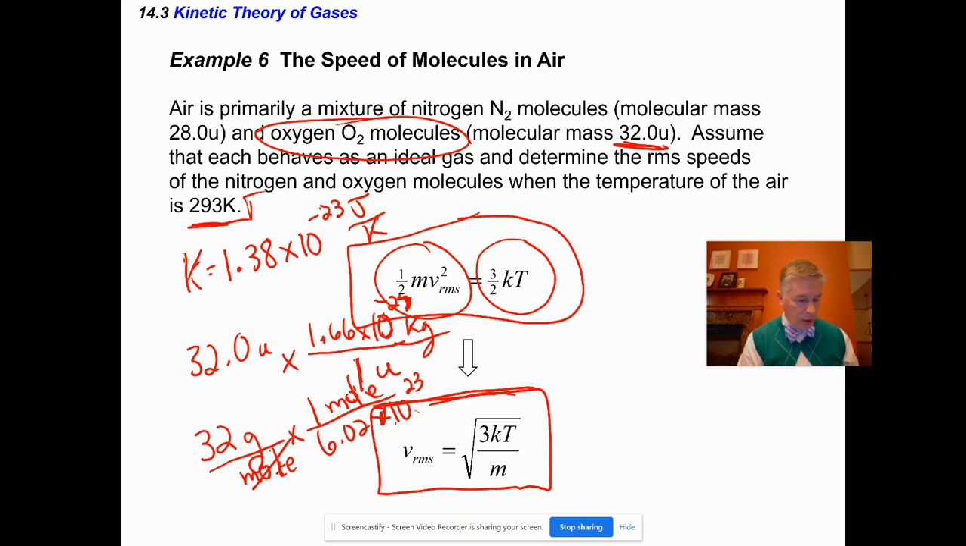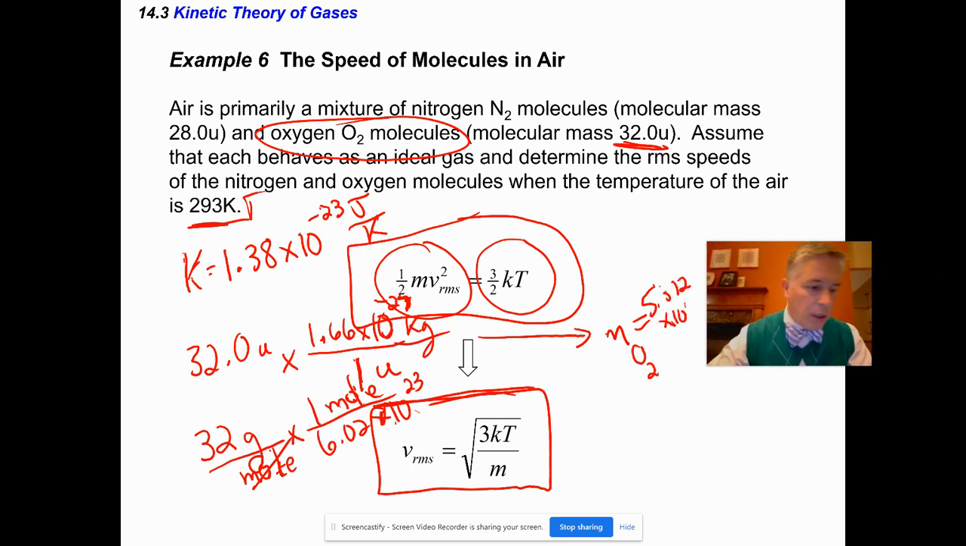So I'm going to do that real quick. 32 times the 1.66 times 10 to the negative 27. So I get 5.312. So our mass of oxygen here is going to be 5.312 times 10 to the negative 26 kilograms. So we have to be able to change this into kilograms. We're going to use that conversion factor a lot. I can plug that in here, plug in my temperature. Let's see what kind of value I get.